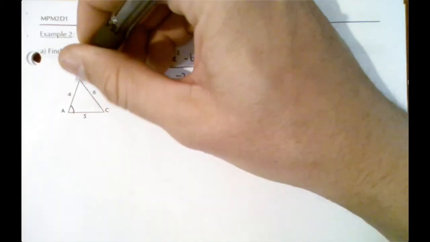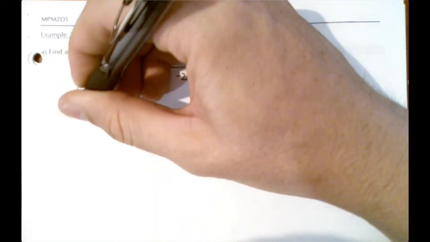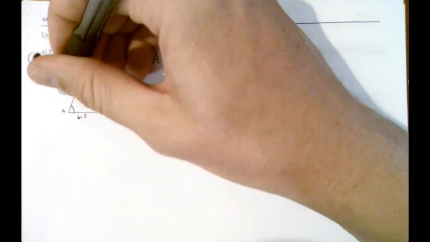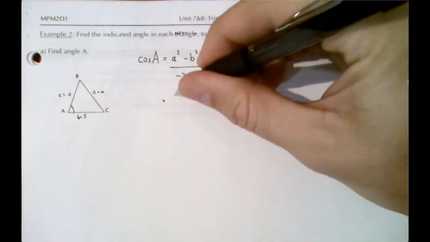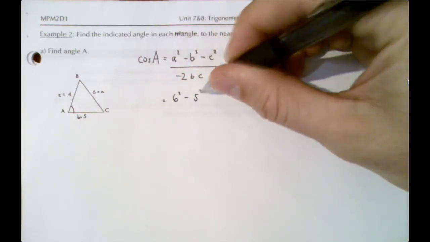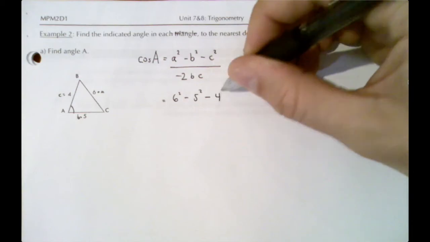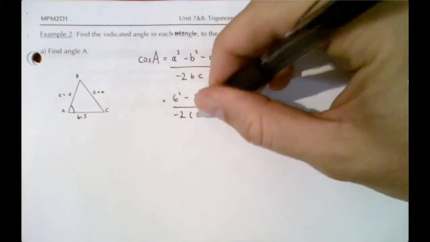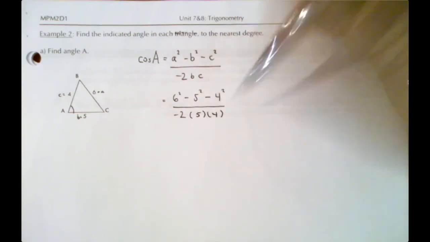Let's label the sides. Across from B is B, so B is 5. Across from A is 6, so A is 6. And across from C is 4, so C is 4. So here we go. 6 squared minus 5 squared minus 4 squared over negative 2, 5, 4.